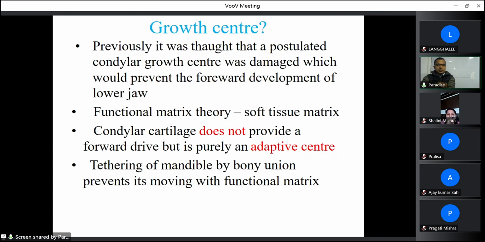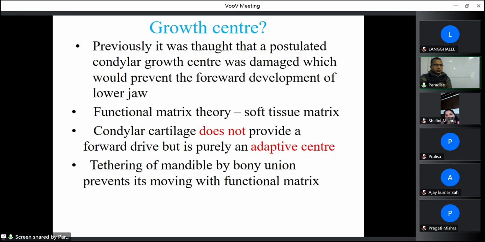Usually, TMJ ankylosis takes place in the pediatric patient. If the patient is less than 5 years, chances of TMJ ankylosis are very high. That's why in case of a pediatric patient, if there is a condyle fracture, surgery is not indicated, but we have to advise them for active mouth opening.